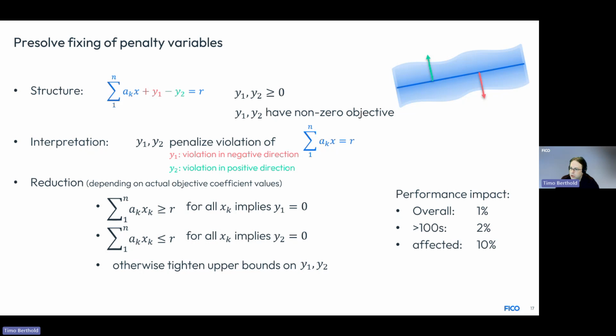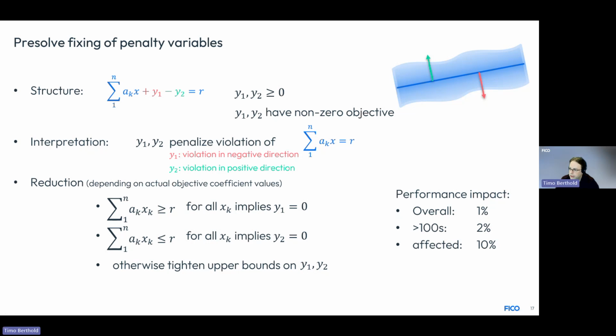Okay, let's look at pre-solve, turn over to pre-solve. So one common construct in optimization problems are soft constraints. So you'd like a constraint to be satisfied, but instead of imposing it really as a hard constraint, so instead of writing some x equals r, you allow for some violations, but you penalize those. So those additional slack variables here would be penalized in the objective function. So in this case here, there's a positive and a negative slack added.